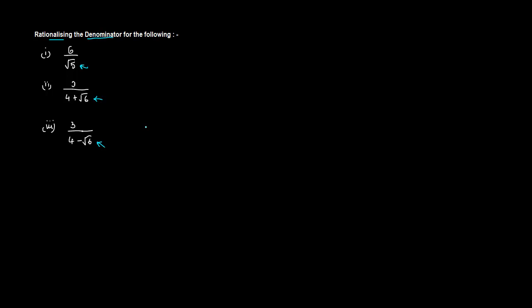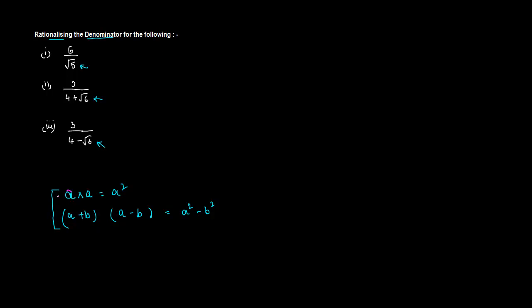Now basically, we know that a into a is equal to a square, right? Similarly, we know that (a plus b) into (a minus b) is equal to a square minus b square, right? So we will use these two identities in order to solve these equations.